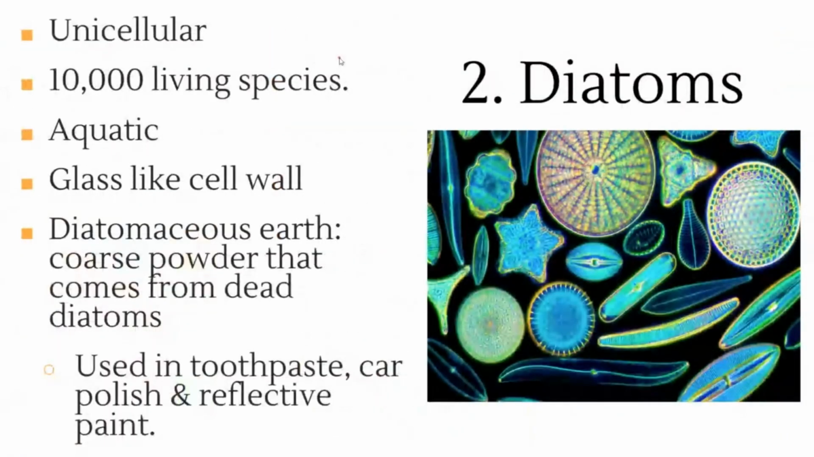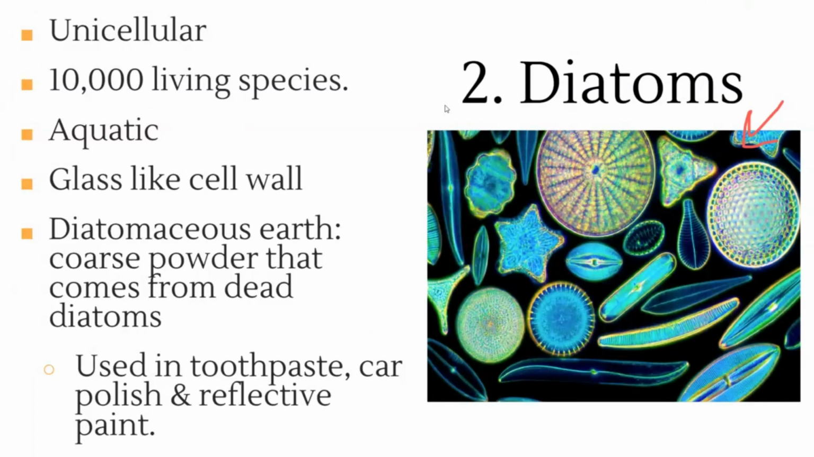Next is diatoms. There are many different species of diatoms, and here you can see in the image they are very beautiful, but they are microscopic. They excrete a very hard cell wall that looks like glass, and under the microscope it has these beautiful vivid colors depending on how light hits it.